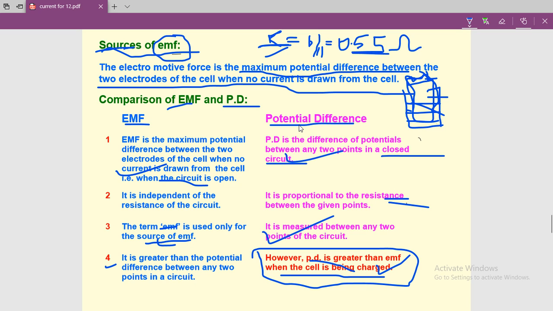We will discuss in our next topic what is the relation between EMF, terminal potential difference, and internal potential difference of a cell. Internal potential difference means the potential drop inside the electrolyte of the cell. We will discuss how this EMF is related to the potential difference and internal potential difference of our cell in our next class. So keep studying, do your work properly.